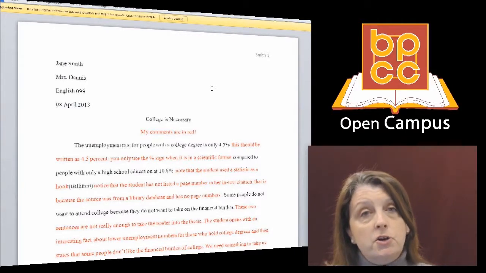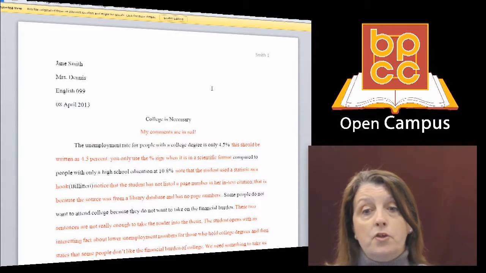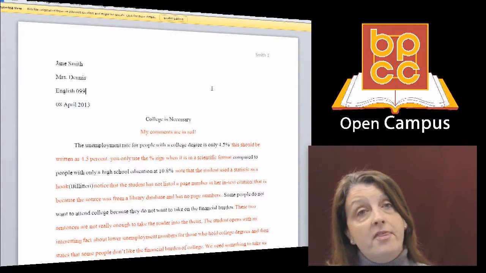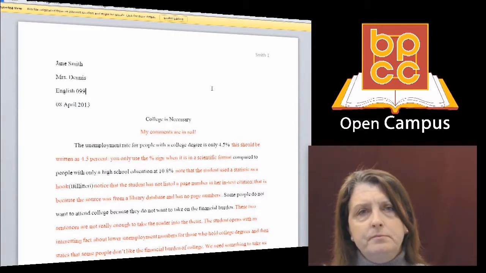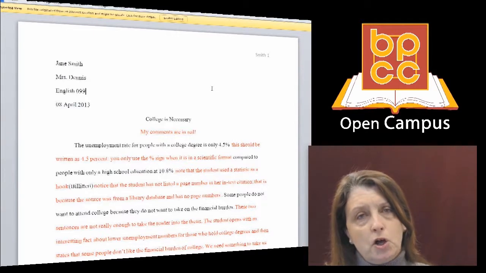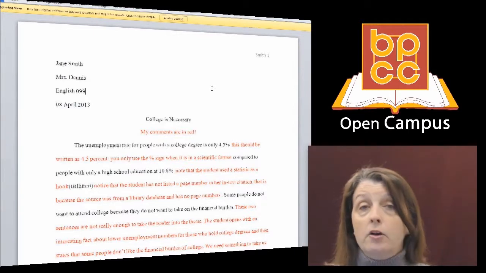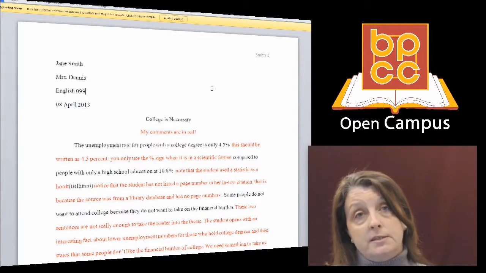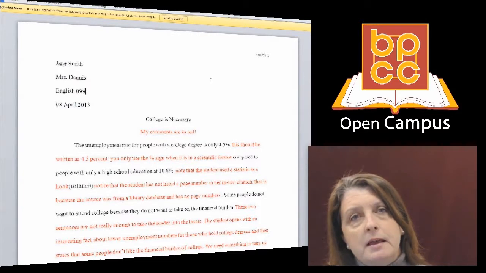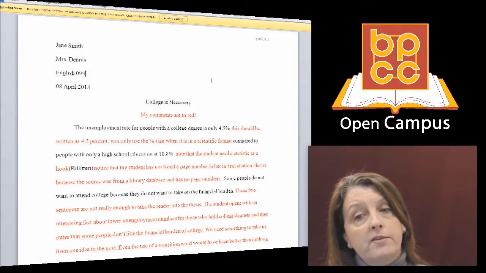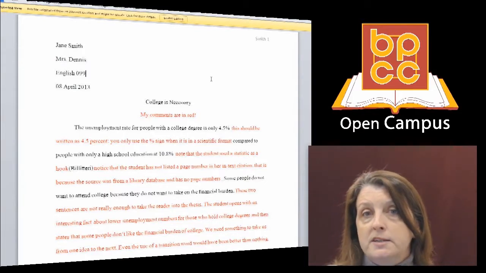In addition, the student opens with this really interesting fact about lower unemployment rates for those who hold college degrees. But then she states that some people don't like the financial burden of college. I don't think these 2 ideas are closely related. They are related to a degree in that they both discuss college, but are they related enough to go side by side? I don't think so. I think that maybe even a transitional word would have helped. You want your ideas to be a natural progression of one to the next.